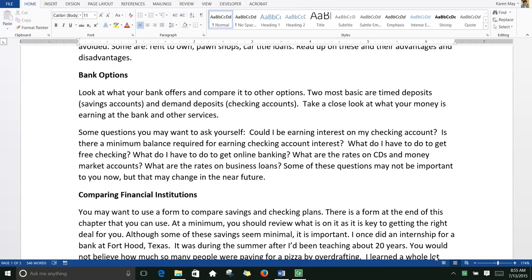Could I be earning interest on my checking account? Is there a minimum balance required for earning checking account interest? What do I have to do to get free checking? What do I have to do to get online banking? What are the rates on CDs and money market accounts? What are the rates on business loans? Some of these questions may not be important to you now, but they may change in the near future.